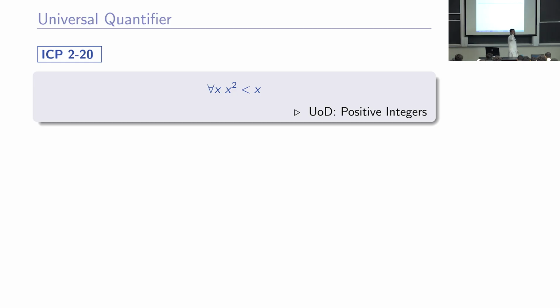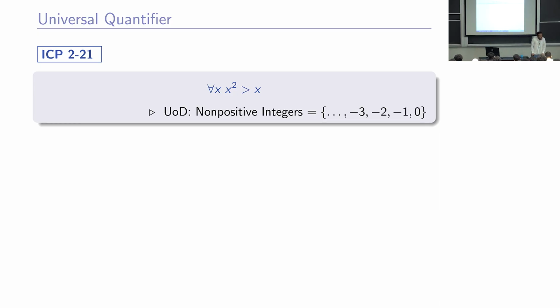If I say this statement is false, and I say 0 squared is not less than 0, will that prove anything? No, because your claim is not about zeros. Your claim is not about negative numbers, right? Your claim is about positive integers. It is false, but my counterexample of 0 doesn't disprove it. 0 is not a counterexample for this. Negative 7 is not a counterexample for this. Understand? So this statement is actually false.